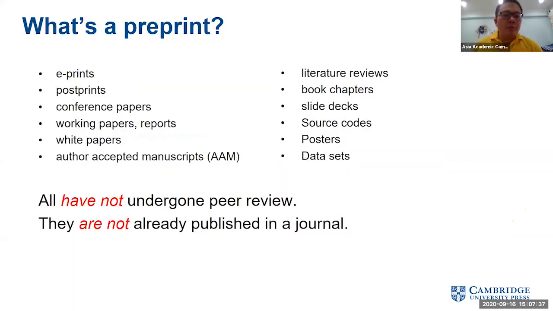Now I'm going to talk about preprints. What is a preprint? I think some of you may have heard of the term before, but you are still unsure. To be frank, there's no clear definition of what is a preprint. It can be all of the things that we have listed here. It can be anything at all, as long as it has not undergone any peer review and is not already published in a journal or even in a book. All these are considered preprints.